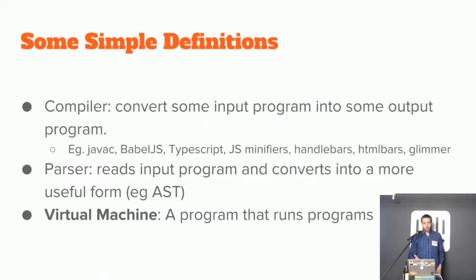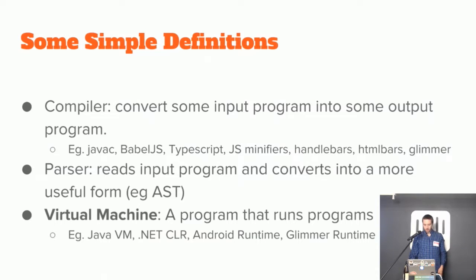And a virtual machine is simply a program that runs instructions, runs programs. So Java has a VM, the .NET CLR has a VM, Android has one, and Glimmer has 2 in its runtime.